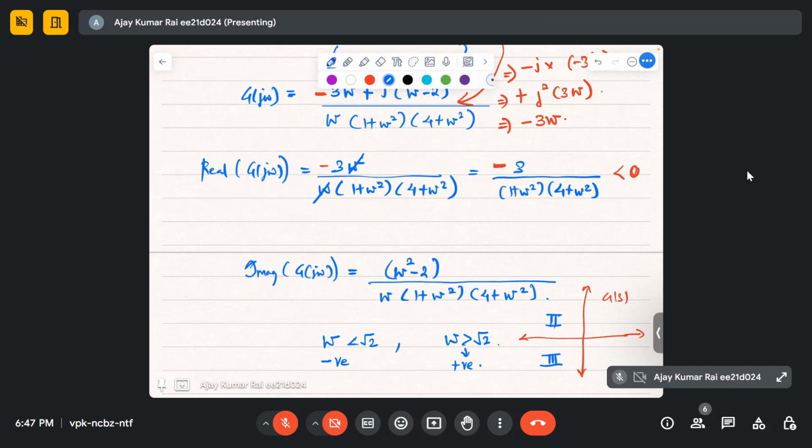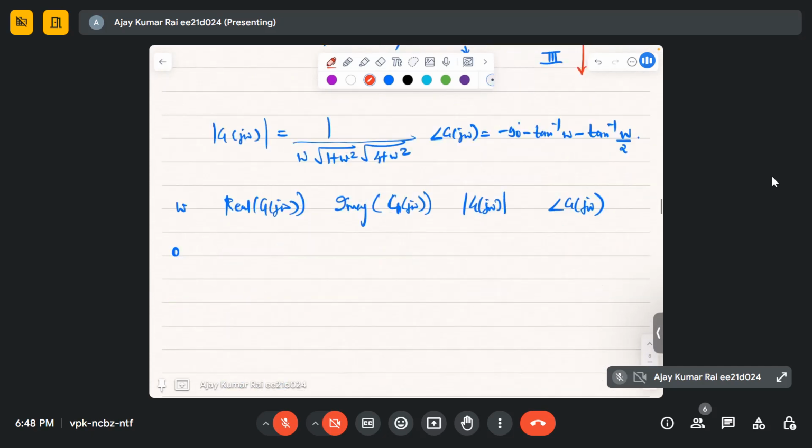Minus 3 by 4, right? Minus 3 in the numerator, and in the denominator, if you put omega square equal to 0, what you will get? 1 into 4, that is 4, right? So minus 3 by 4.